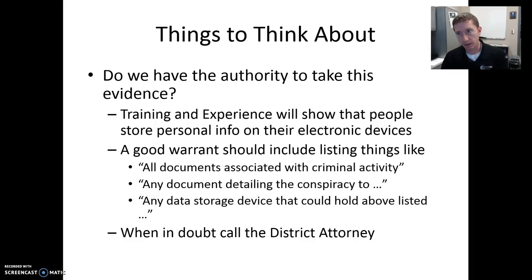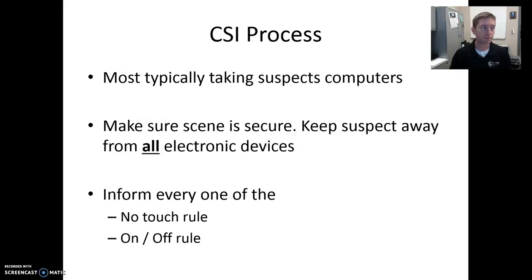Now, the other issue is that if we're doing something at a suspect's home and we have issues with a search warrant, we need to make sure that electronic devices are listed on the search warrant. So a good district attorney would be putting these lines on a search warrant: any documentation associated with criminal activity, any documentation detailing the conspiracy to commit whatever crime it is, and any data storage device that could hold the above listed documentation. Put those things on a warrant, and that gives you the ability to search through the electronic devices and seize those. When in doubt, call your DA whether or not you should be grabbing these things.